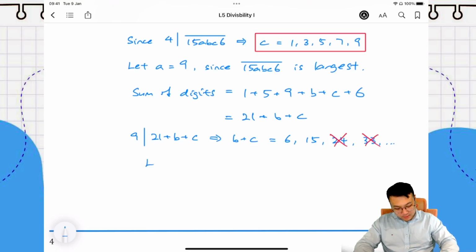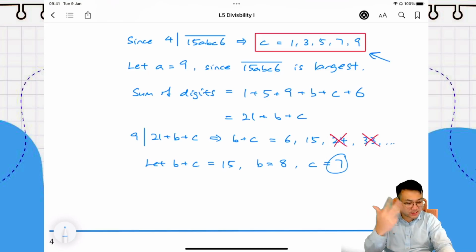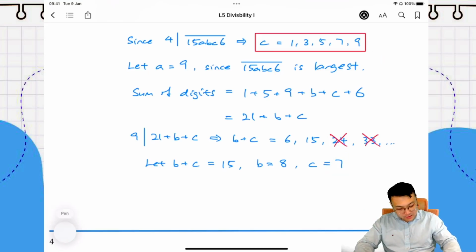Okay, so let B plus C equal to 15. So B equals to something and C equals to something. What do you want it to be? 9 and 6. 9 plus 6. Can C be 6? No. Then what can it be? 8 and 7. Yes, very good. Okay, C can be 7 because we already determined that C must be 1, 3, 5, 7 or 9. So C must be 7.